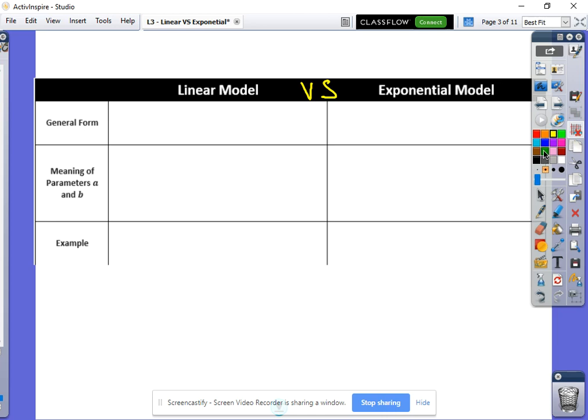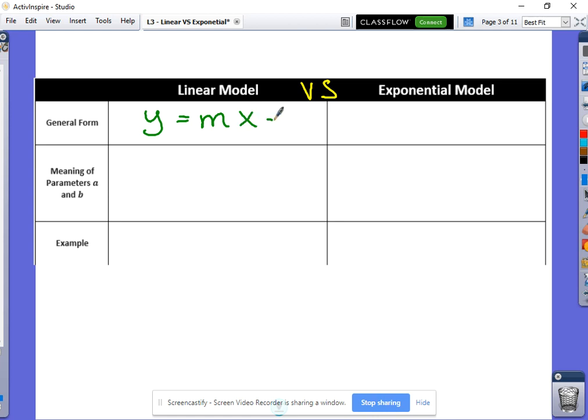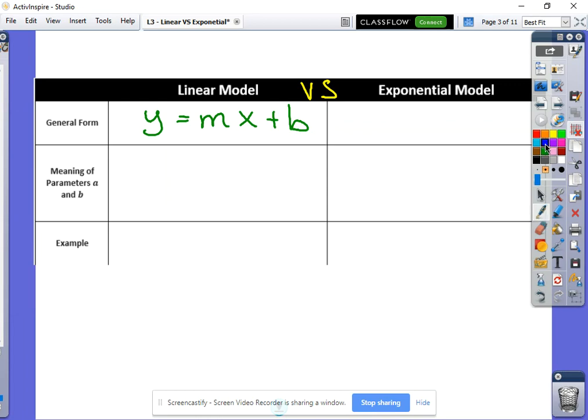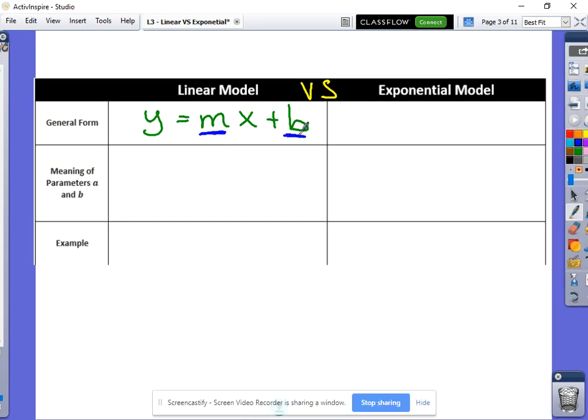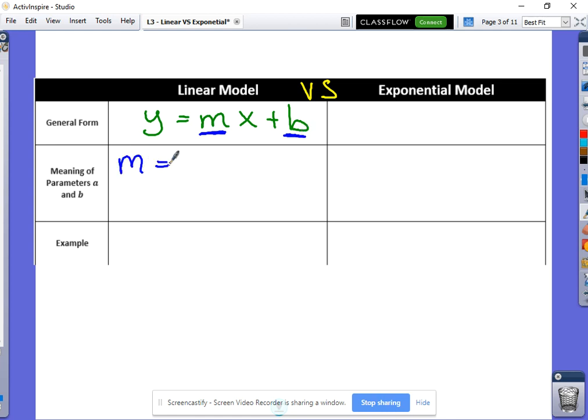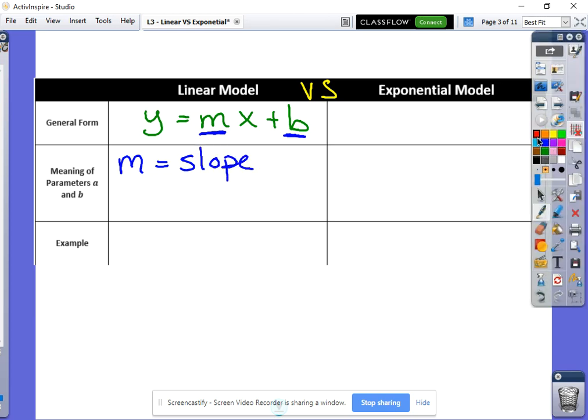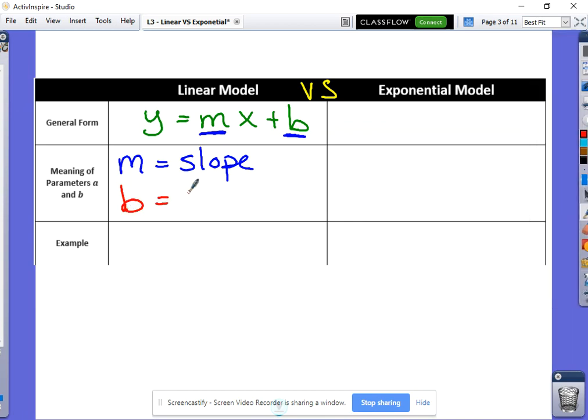So first things first, you actually know the linear form very, very well. y equals mx plus b. We've spent a lot of time working on that. You've worked on it a lot in middle school as well. That's your linear model. Hopefully you're remembering that the m is your slope and the b is your y-intercept. So let's write that down right here as well. Your m is your slope, your constant rate of change. And then you have the b value here, and the b value was your y-intercept, kind of like your starting amount, what you started out with.